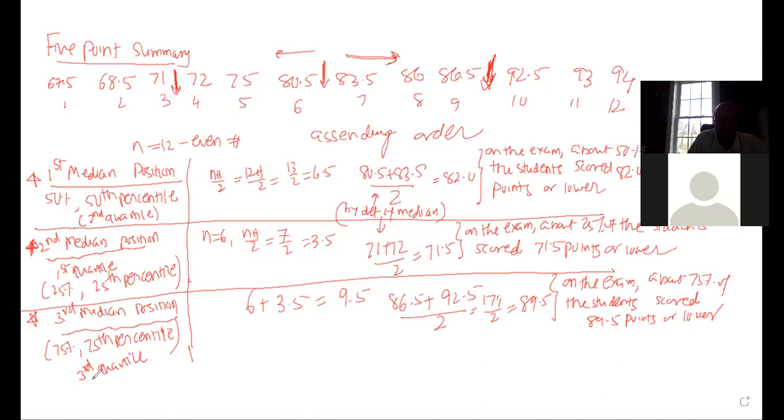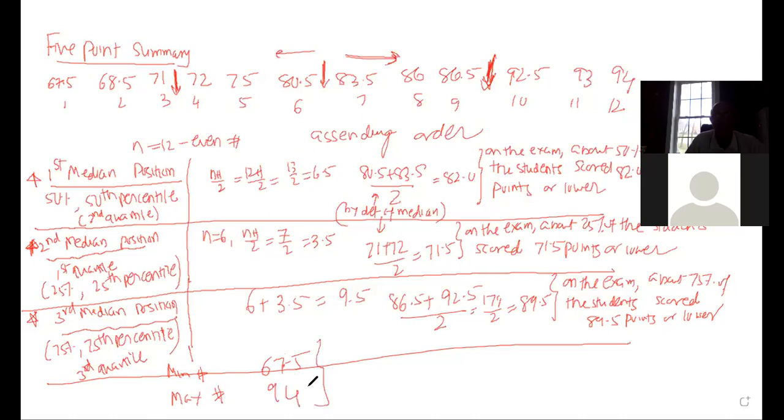What is the minimum number? The minimum number in this whole scenario is 67.5. And what is the maximum number? The maximum number is 94. So we have found these 1, 2, 3, 4, and 5 points, and that's why it is called the 5-point summary.